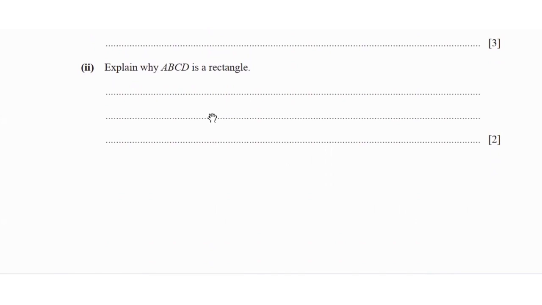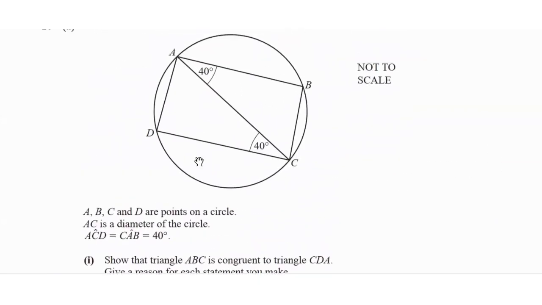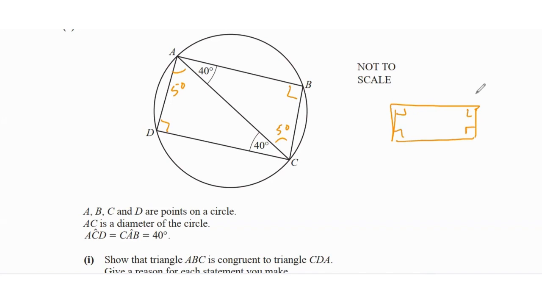Explain why ABCD is a rectangle. ABCD is a rectangle because opposite angles that we found were 90, D and B. These are 90, and we found these angles to be 50. So 50 plus 40 also adds up to 90. So in a rectangle, all four angles are 90 degrees. So this shows that this is a rectangle.